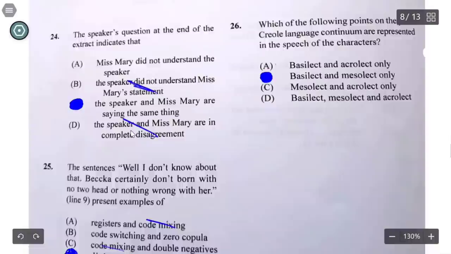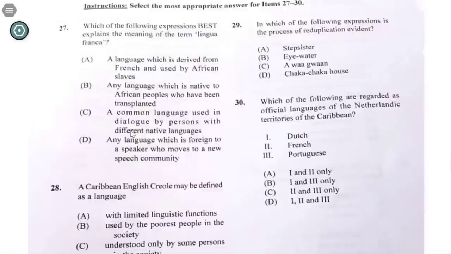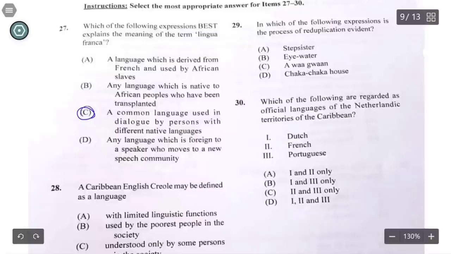Number 27 to 30, here we go. Which of the following best explains the meaning of the term lingua franca? Now, a lingua franca is what we call a language bridge or a language link, where it is used by different people in a set region or place in order to facilitate communication. A common language used in dialogue by persons with different native languages sounds more like it, but any language which is foreign to a speaker who moves to a new speech community, that's not it. So I'd say C is the answer for 27.